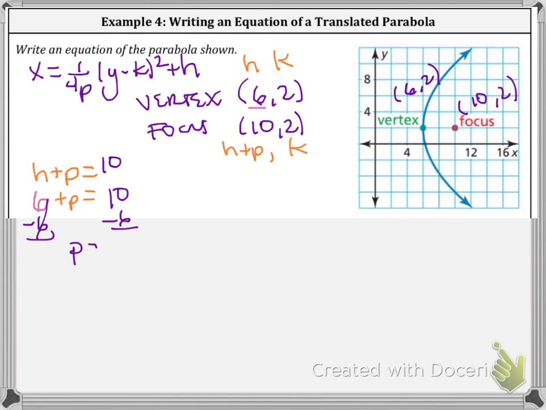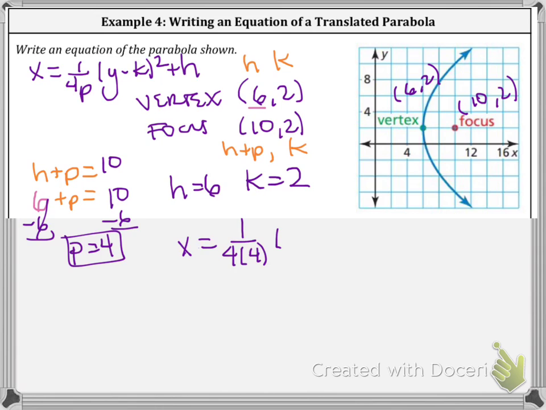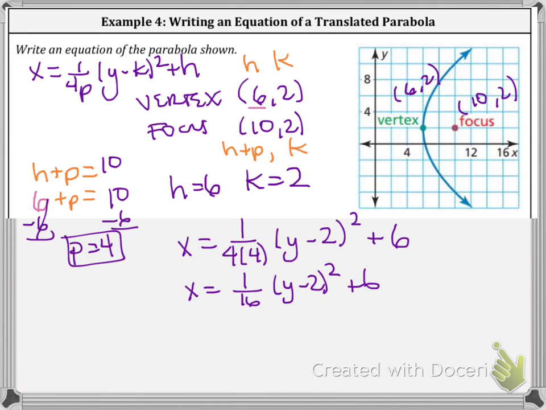equals 10. Then we solve for p, so subtract 6. We get p equals 4. So we know that p equals 4. We know that h equals 6, and we know that k equals 2, so we can just substitute it into the equation. So x equals 1 over 4 times 4, the p, times y minus k, so y minus 2 squared, plus 6. So this is x equals 1 over 16 times y minus 2 squared plus 6.